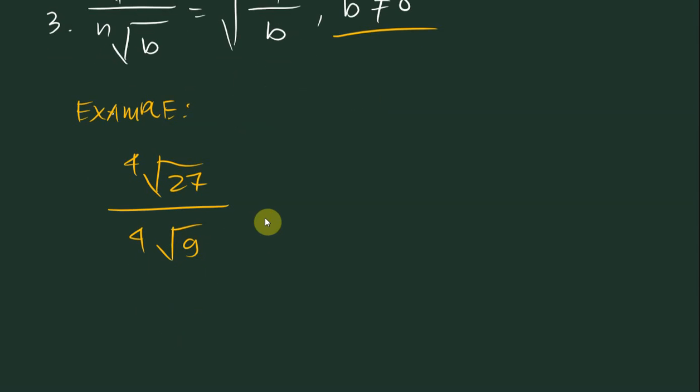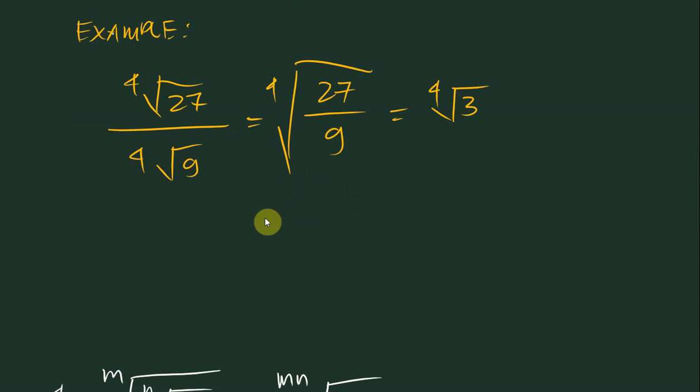Okay, so let's have an example here. We have the fourth root of 27 over the fourth root of 9. So we can say that this is equal to the fourth root of 27 over 9. What is 27 over 9? That is 3, right? So we have here the fourth root of 3. Okay, there you go.